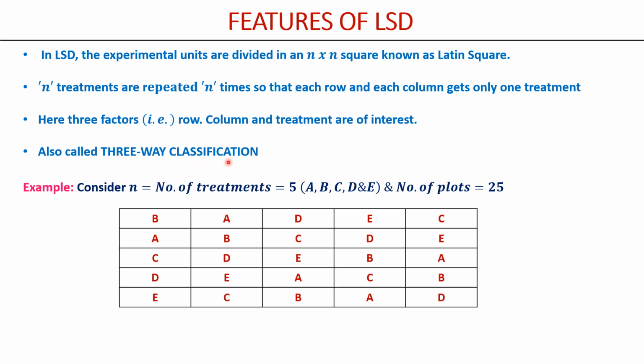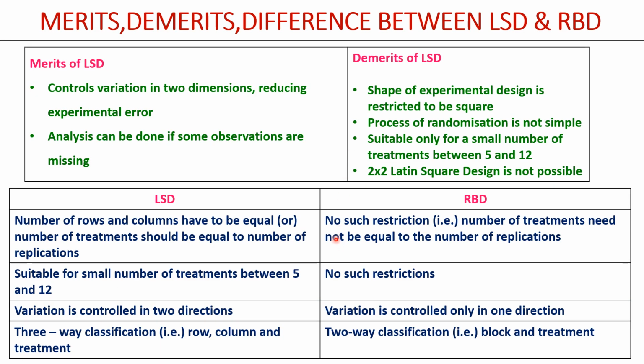So making slight differences in the RBD model that we had, we shall proceed further similarly in the further slides. So this slide talks about the merits, demerits, and the difference between LSD and RBD. I'm sure once you read it, it is very clear. Merits of LSD are it controls the variation in 2 dimensions and thus reduces the experimental error. And even if observations are missing, experiment analysis can be done.